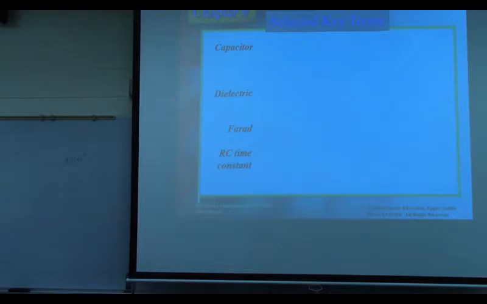This is called a multi-capacitance system. If you have multiple conductors, each pair forms a capacitance. So that's very complicated. Okay? Dielectric. Dielectric is just insulating, that means it does not conduct.